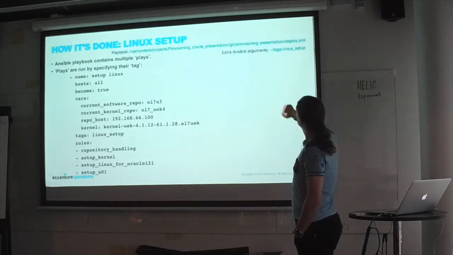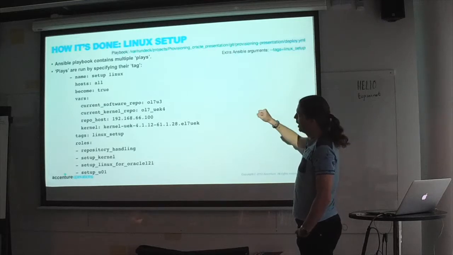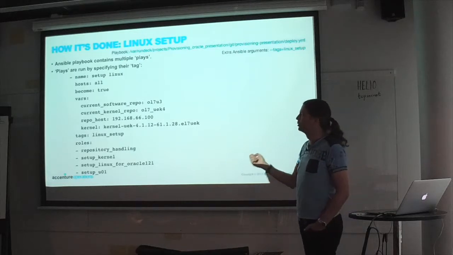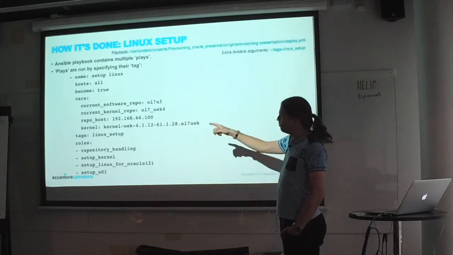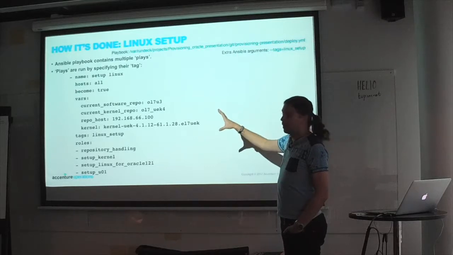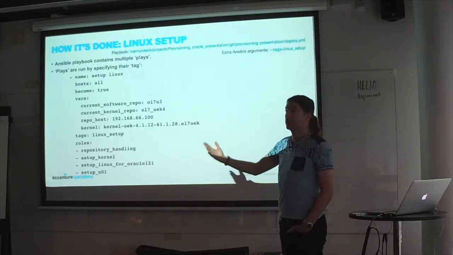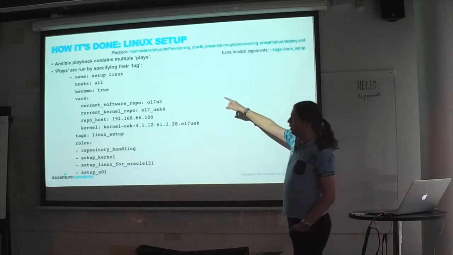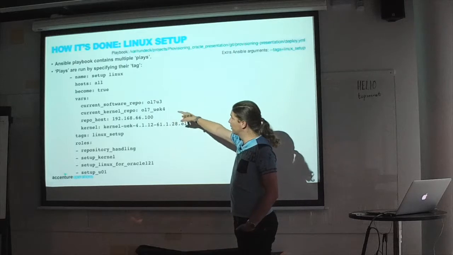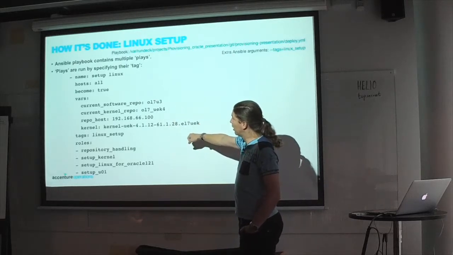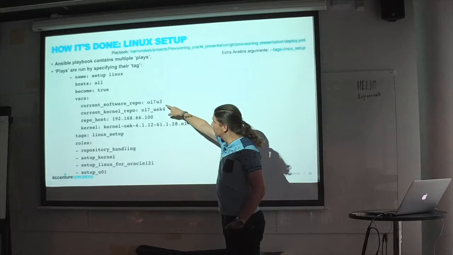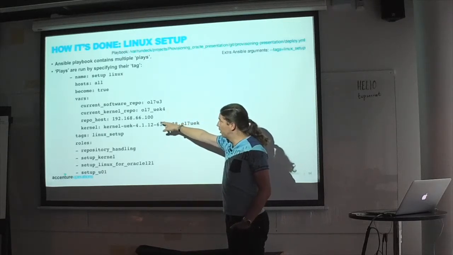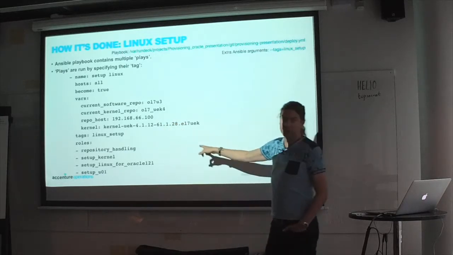I run something which is called deploy, and Ansible playbooks contain multiple plays. And if you want to set up a Linux host, the first thing you do is set up Linux in the first place. So you download a default template, and what I do is set up Linux, and it is for all hosts, and I declare some variables, and these are my repositories, Oracle Linux 7 Update 3 and UEK, and my repository host, and I specify a specific kernel.